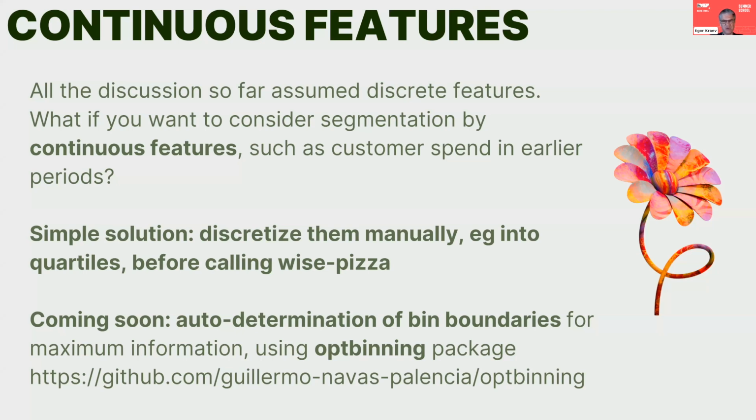The simple solution for right now is just to discretize them manually. So, for example, just say which quartile of the distribution of all the values this number is in, and so you discretize them, and then you call WisePizza. However, one thing that I'm very excited about is that we plan to soon use the opt-binning package to choose the boundaries that maximize the information conveyed. So you choose the bin boundaries in such a way that the averages in the different bins are as different as possible.